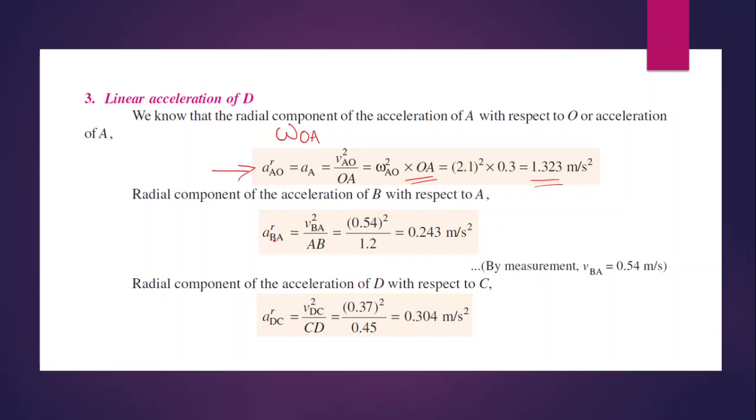Next, radial component of acceleration of B with respect to A. Once again, that's equal to velocity of B with respect to A whole square divided by AB. That's equal to 0.243 meter per second square. Similarly, radial component of acceleration of D with respect to C is equal to velocity of D with respect to C square divided by CD. We can find these radial components using the equation: radial component of acceleration is equal to V square, velocity square divided by R, the length of the link.